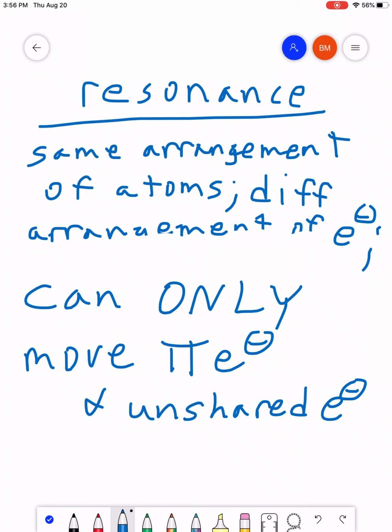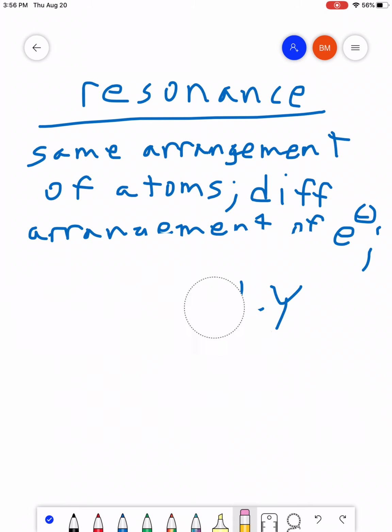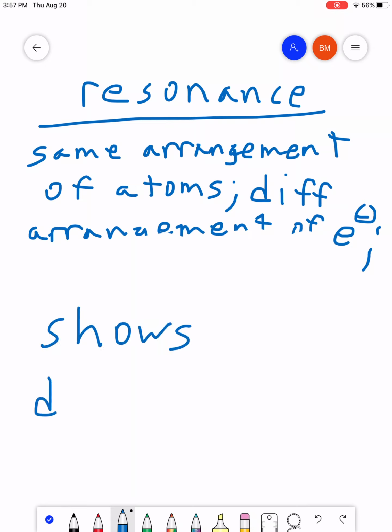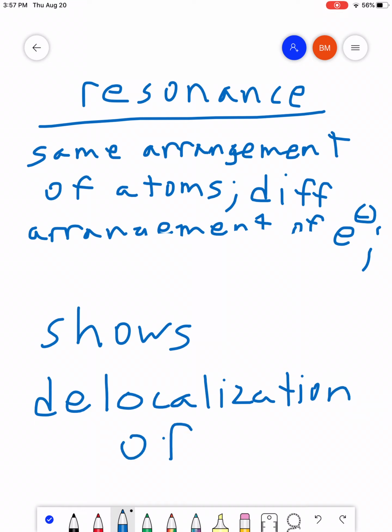Right? The whole purpose of showing resonance structures is to show that electrons can move around. Drawing resonance structures shows something called delocalization of electrons. And that's important, especially we're going to see that in chapter 2, because the more delocalized electrons you have within a molecule, the more stable the molecule is.